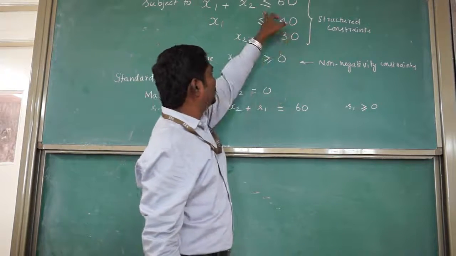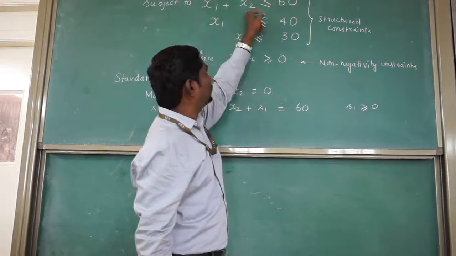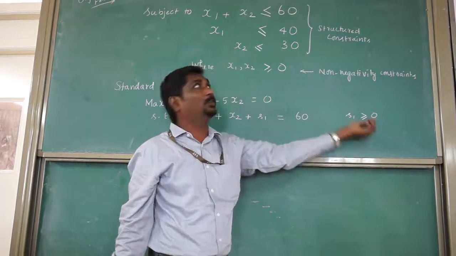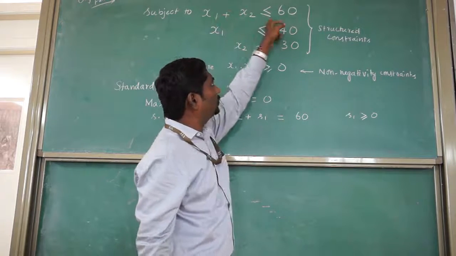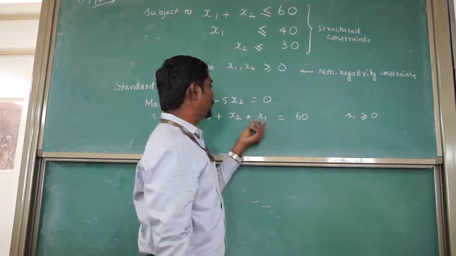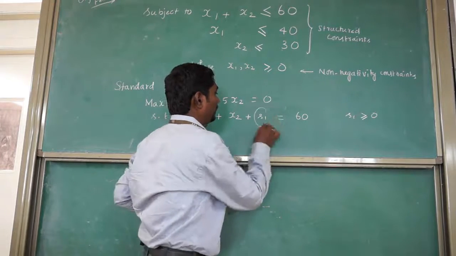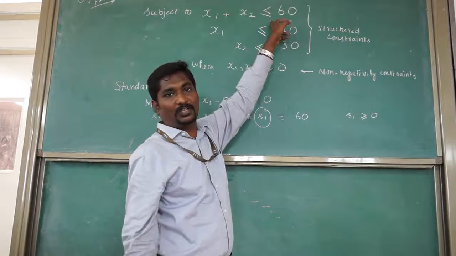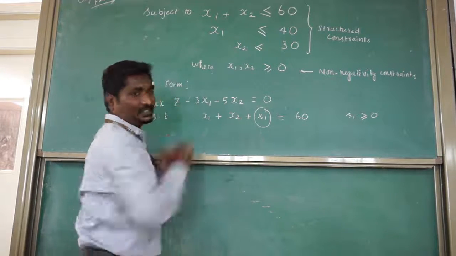See, let us say if x1 plus x2 is less than 60, that means we are adding s1 whose value is greater than 0. If x1 plus x2 is equal to 60, then the value of s1 equals 0. Right? So this variable we call a slack variable. So that we have introduced. This is introduced in order to make the inequality into an equality. So this is for the first constraint.